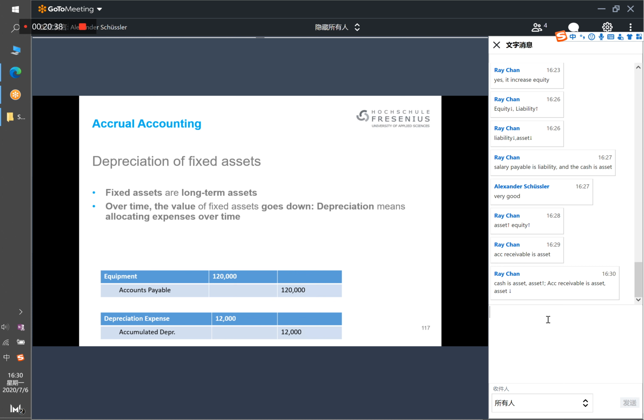So here we're talking about the depreciation of fixed assets. Fixed assets are long-term assets, and over time, the value of those fixed assets goes down, and the depreciation is there to allocate the expenses over time, to spread the expenses. First of all, when we buy the equipment, it can be bought with cash, but here it is called on account.